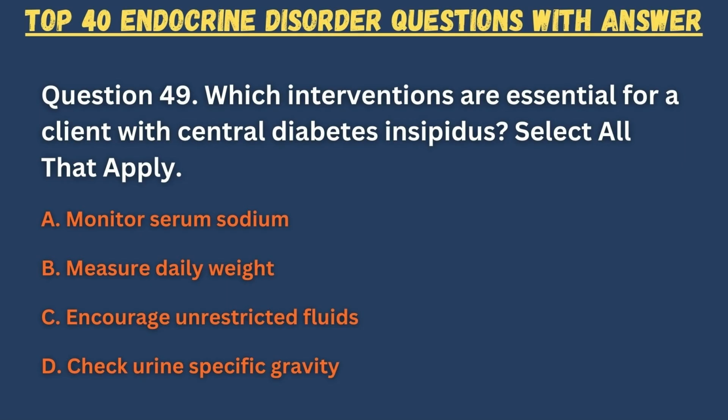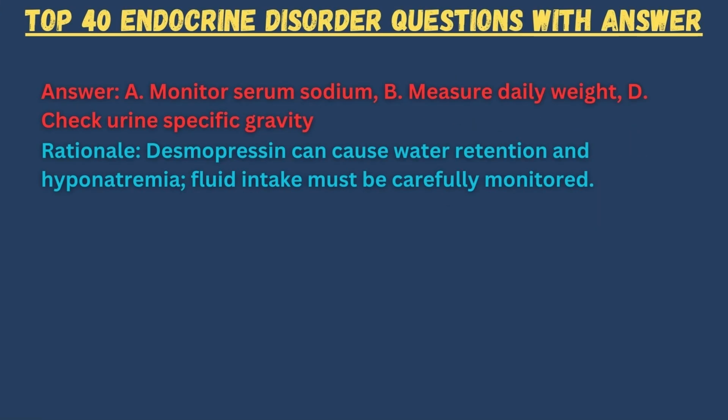Question 49. Which interventions are essential for a client with central diabetes insipidus? Select all that apply. A. Monitor serum sodium. B. Measure daily weight. C. Encourage unrestricted fluids. D. Check urine specific gravity. Answer. A. Monitor serum sodium. B. Measure daily weight. D. Check urine specific gravity. Rationale: desmopressin can cause water retention and hyponatremia. Fluid intake must be carefully monitored.